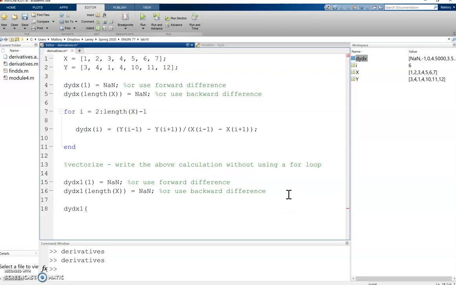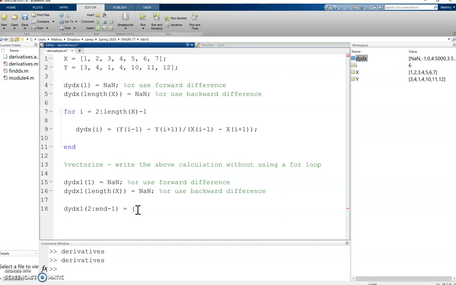And I want to calculate dy dx1 all the way from 2 to the second to last value. So one way I could say the second to last value is the length of x minus 1 value. But because I have this here and I've already specified the length of dy dx1, so I already know it's the correct length, I can do the second to last index by saying end minus 1.